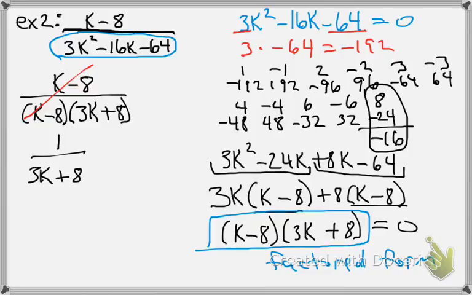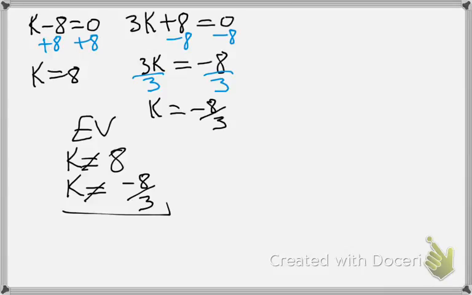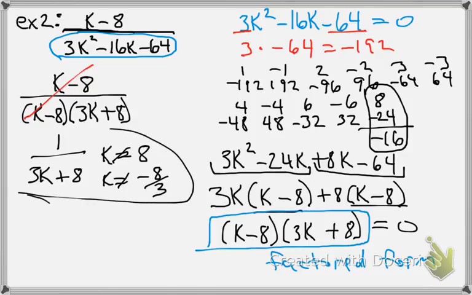And in my final answer, I also needed to include my excluded values. And we knew from the last slide that k cannot equal 8 and k cannot equal a negative 8/3. Those were the values we found here. I'm just going to apply them to my final answer over here. So final answer right here.